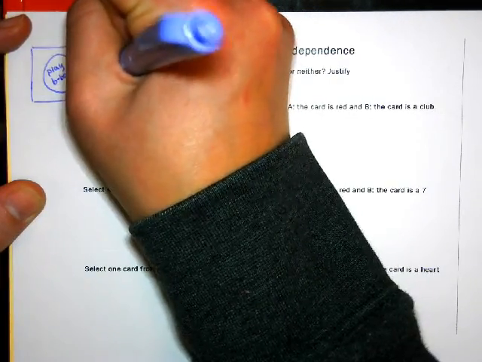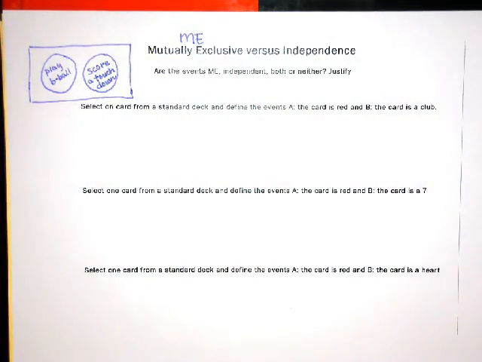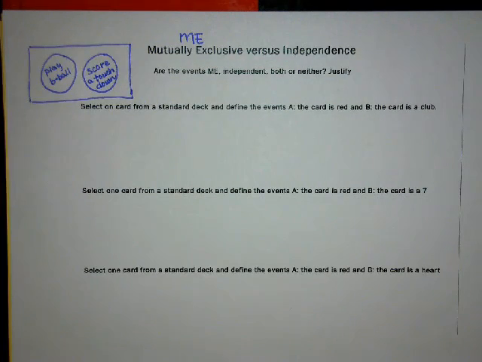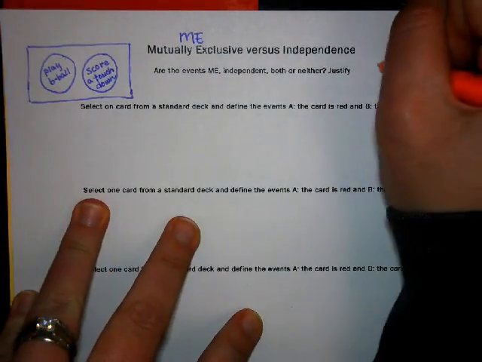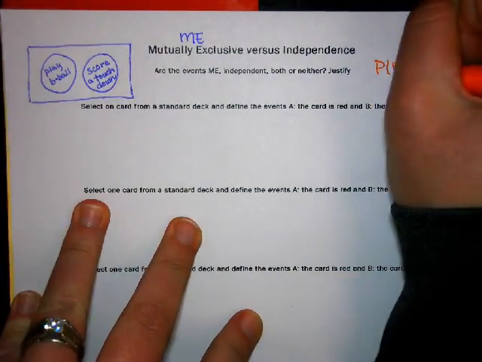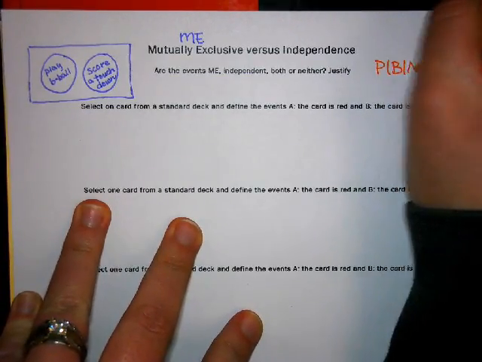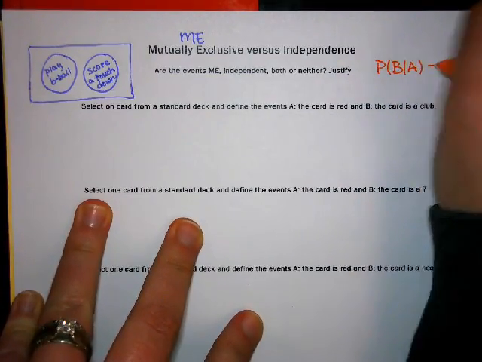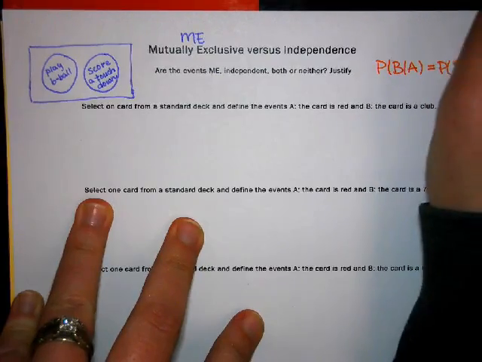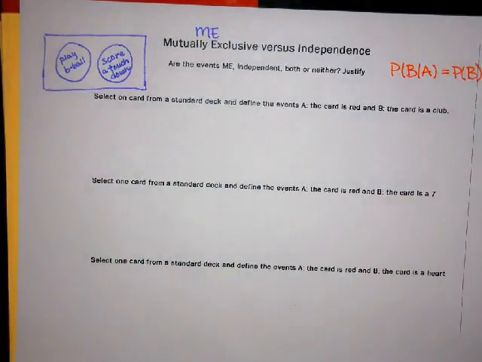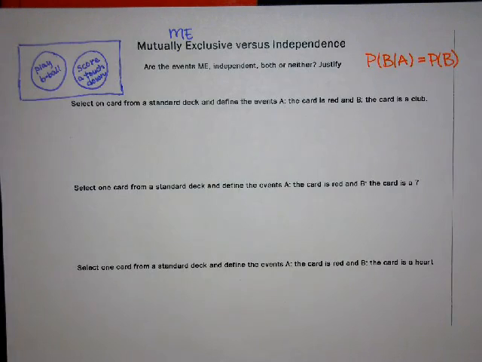And then for independent, we have to have a mathematical justification. We are going to look at whether the probability of B given A is the same as the probability of B. I start with mutually exclusive and then work through independent. So that's how I'm going to do the notes. That's not necessarily the way you have to do it, okay?